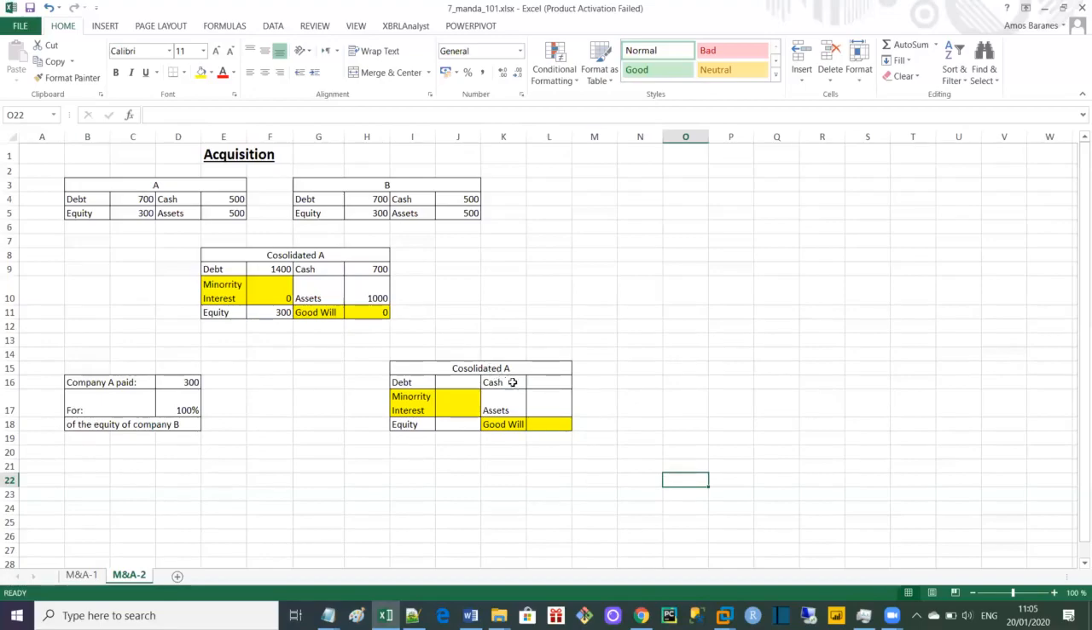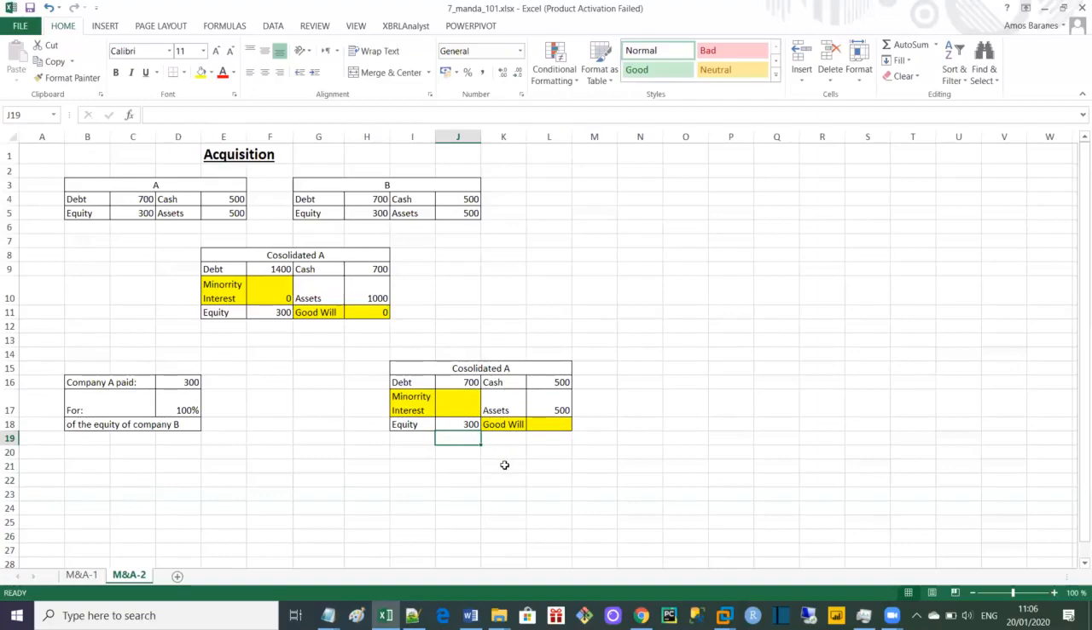Stage number one, before we do consolidation, we simply copy the numbers of company A. Company A has 700 in debt, they have 500 in cash, and they have 500 in assets, and they have 300 in equity. In other words, I ignore the yellow colors, they don't exist, and I just copied the balance sheet of company A exactly as it looks.